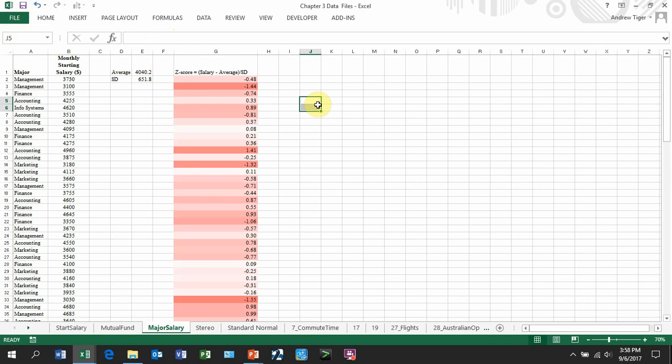Okay, that's what z-scores do. They standardize data between hopefully plus or minus 3. If you get a number much bigger or smaller than that, that's probably something that you need to start looking at. Why did that occur? Because that's really high or low relative to the rest of the population.